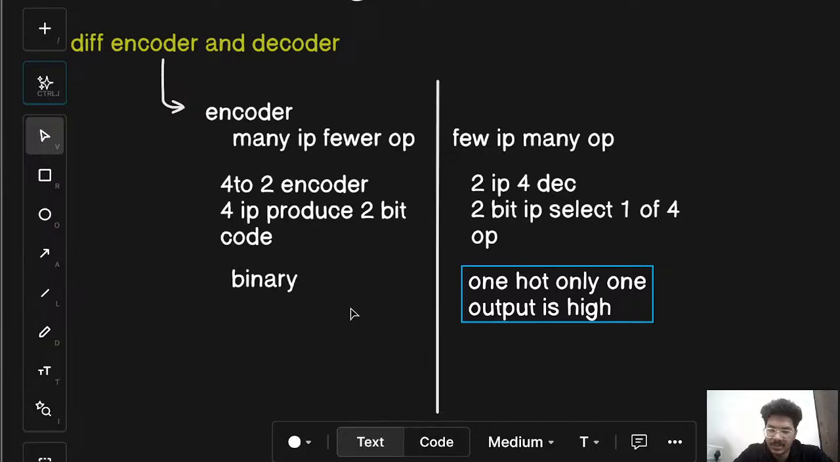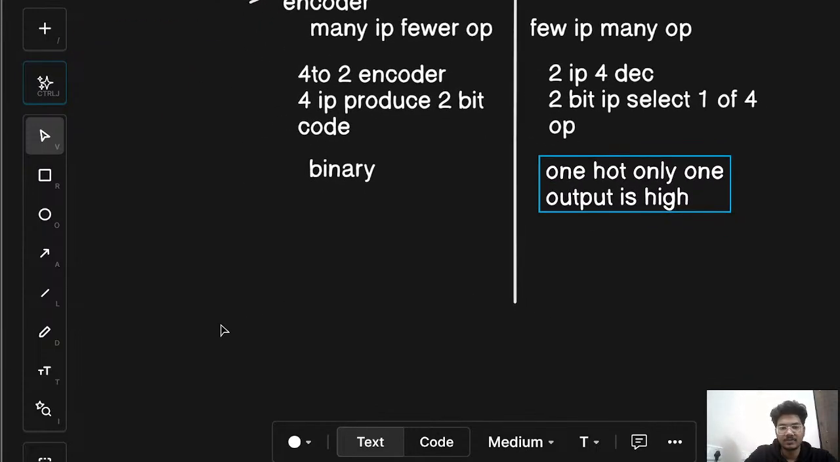So many more questions arise. Design of a 4:16 decoder using 2:4 decoders. How can we implement it, and what steps do we have to follow? What is a priority encoder?